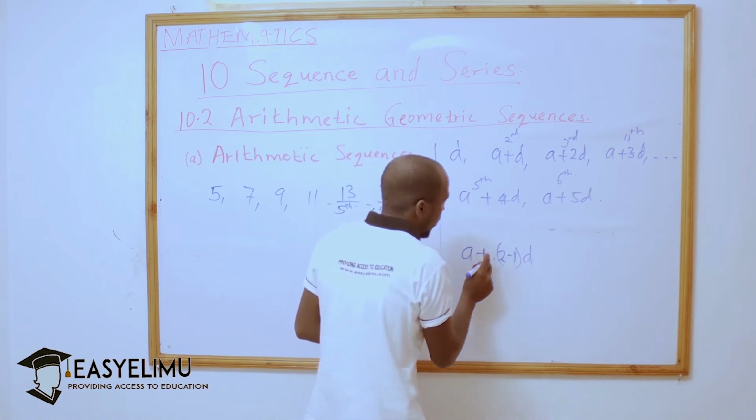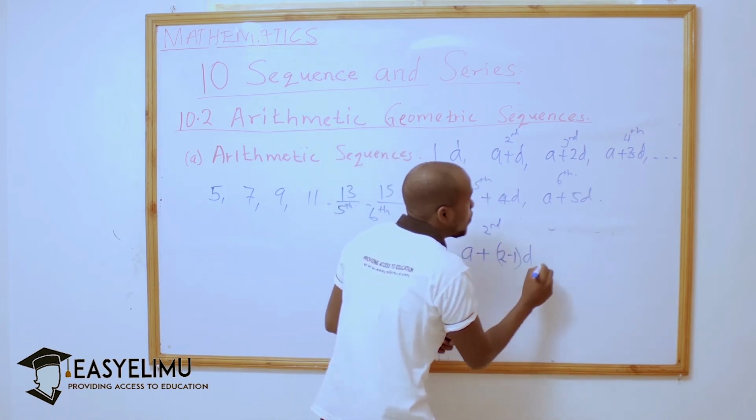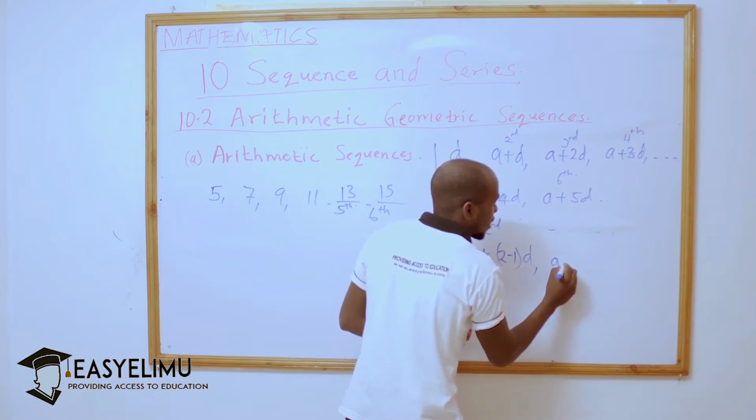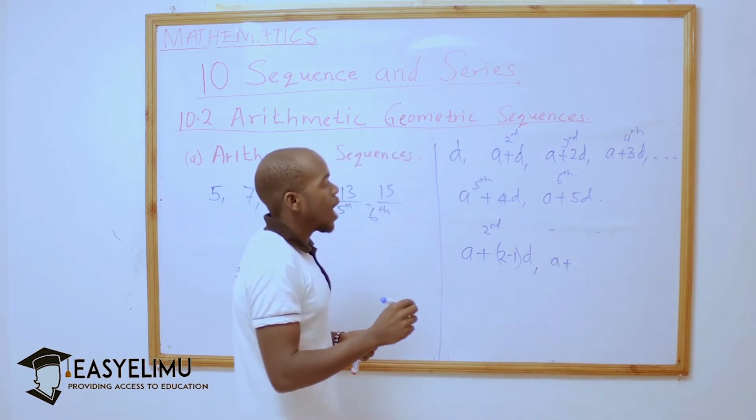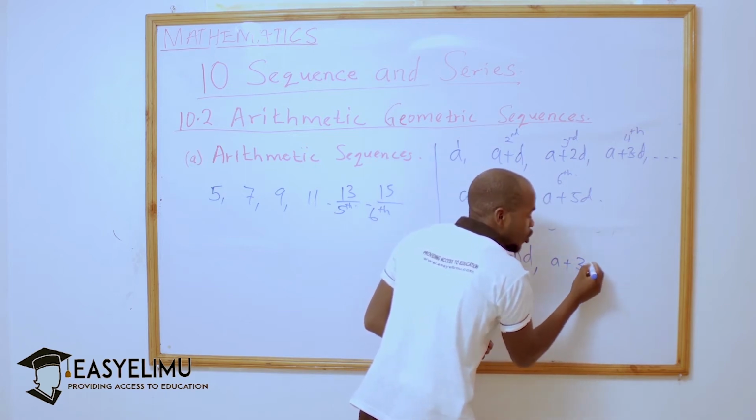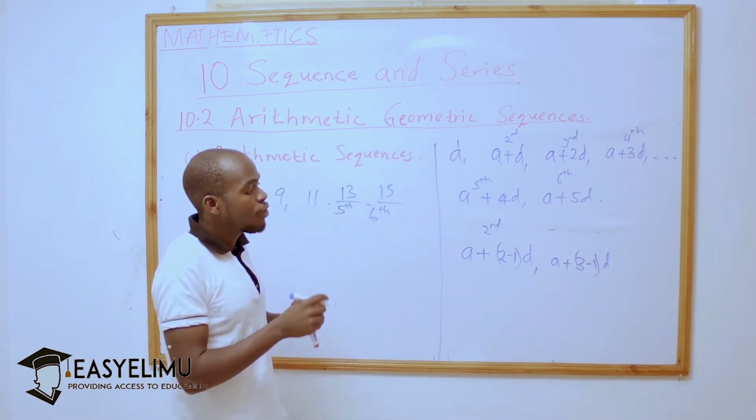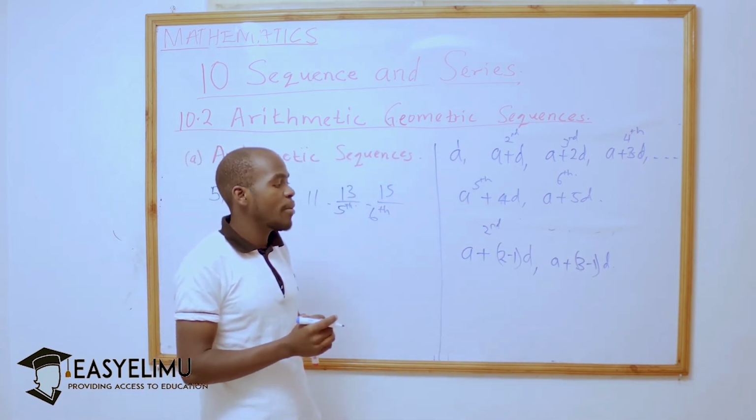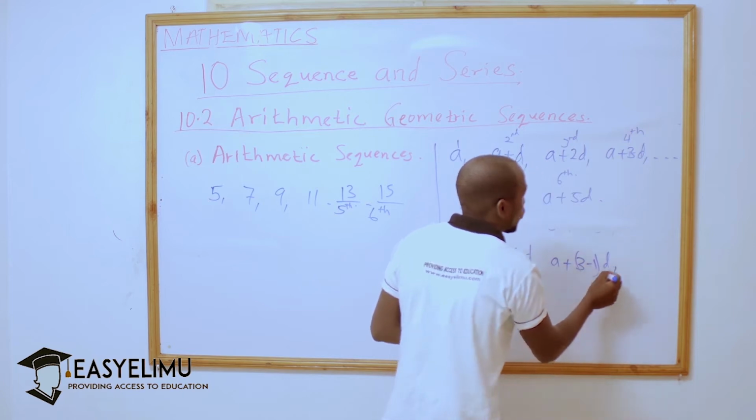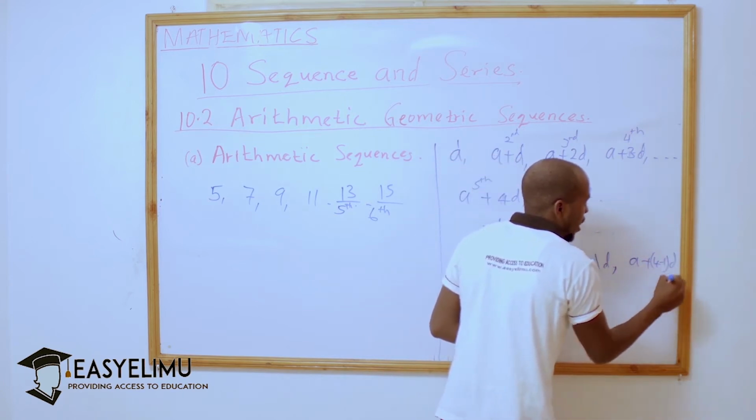The third term: this is the second term, so the third term will be A, which is the first term, plus 3, which is the term we are finding, minus 1, then multiplied by the common difference. If you do that, you are going to get the third term. And the fourth term continues that way. We can see it is A plus 4 minus 1, multiplied by D.